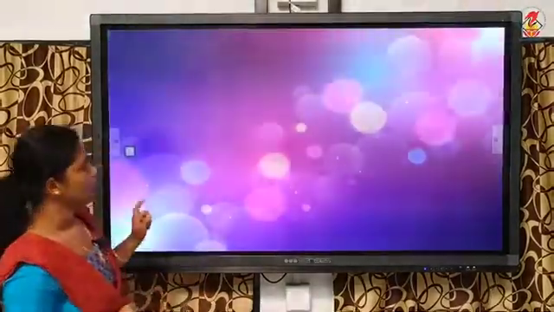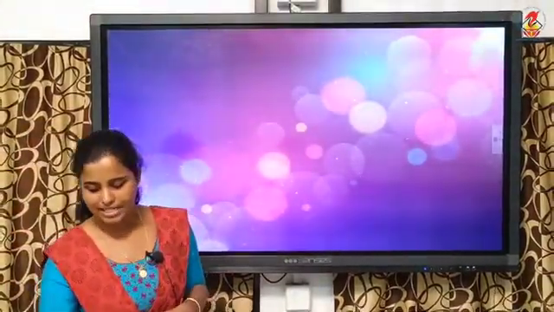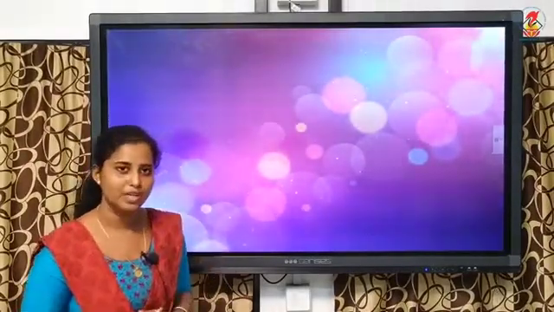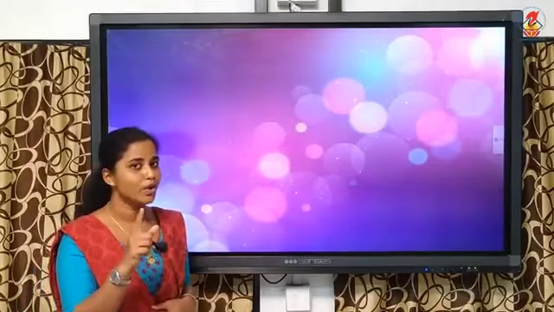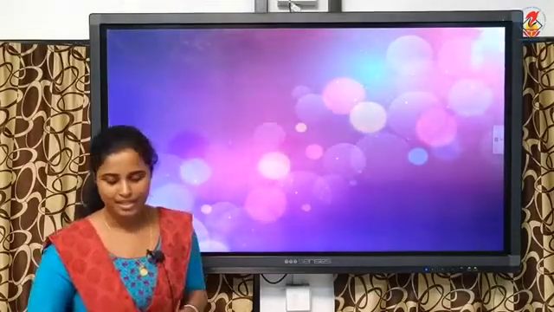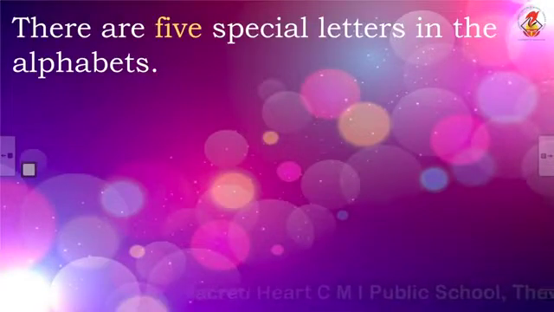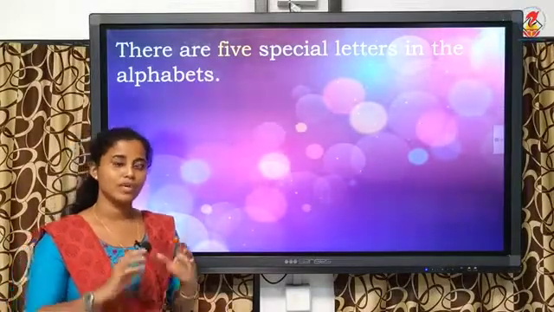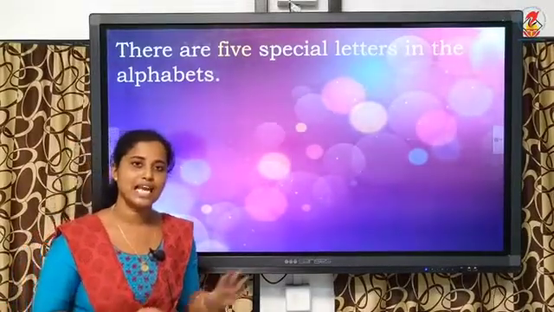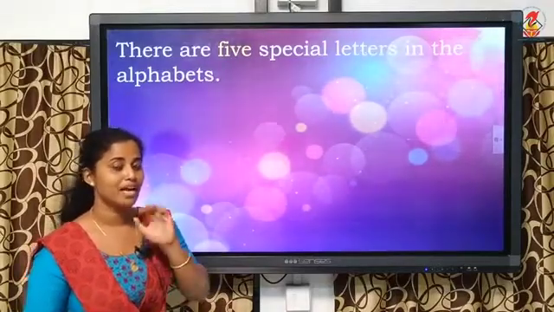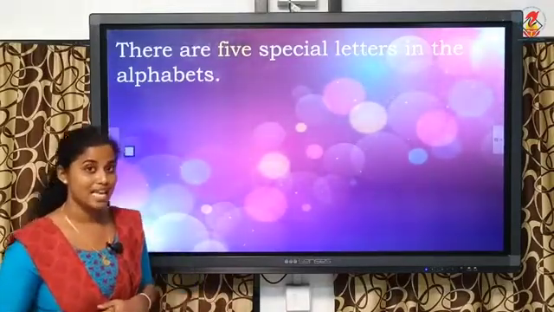Okay. So, you can take your worksheet page 1. There you can see. Okay. I'll read. You also read along with me. While I am reading, you have to point your finger. Okay. Yes. So, there are 5 special letters in the alphabets. Okay. So, we told we have 26 alphabets, and from that we have 5 special letters.